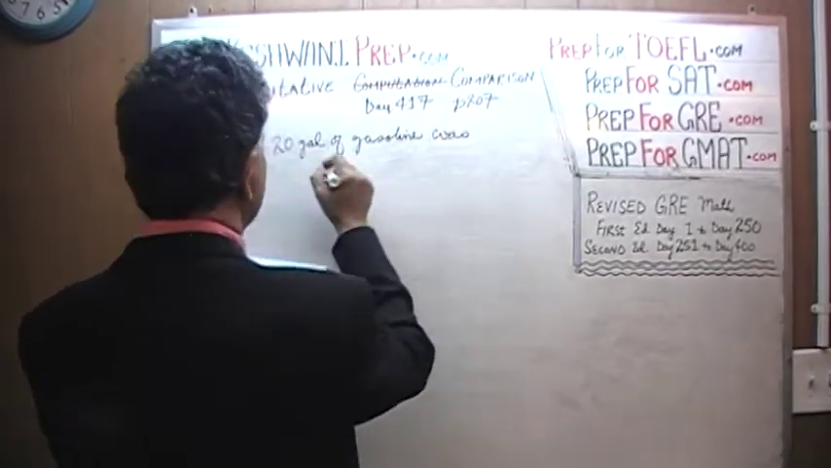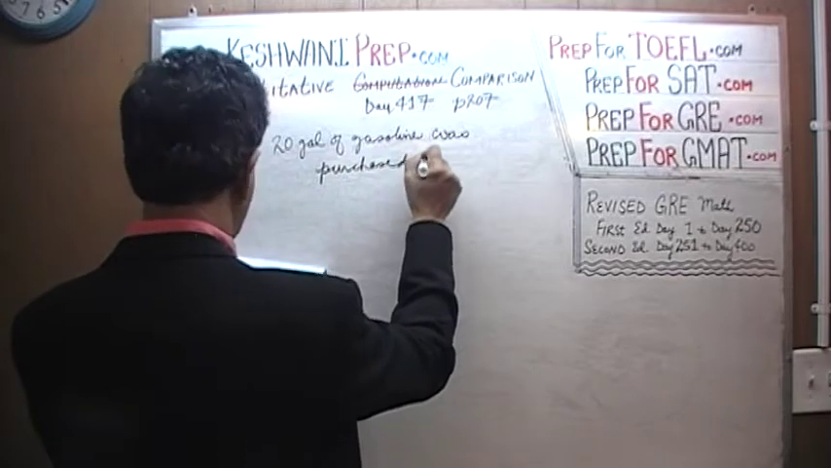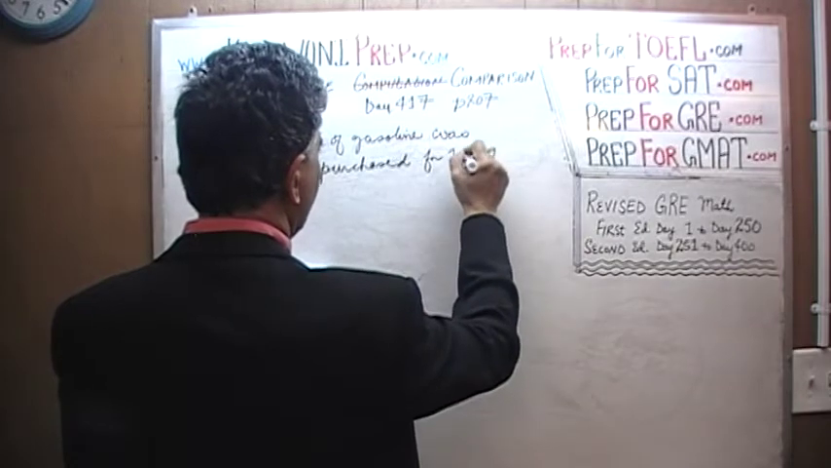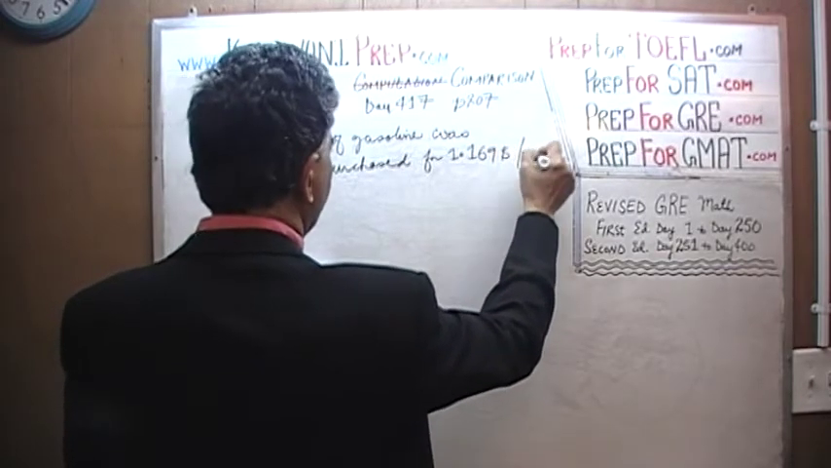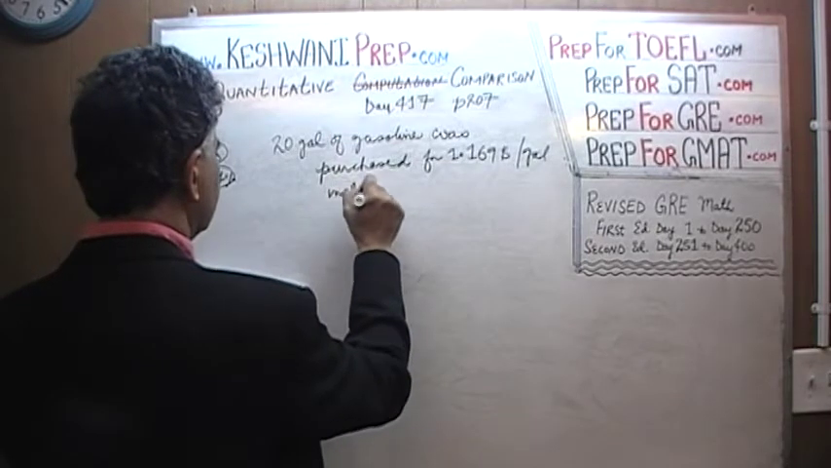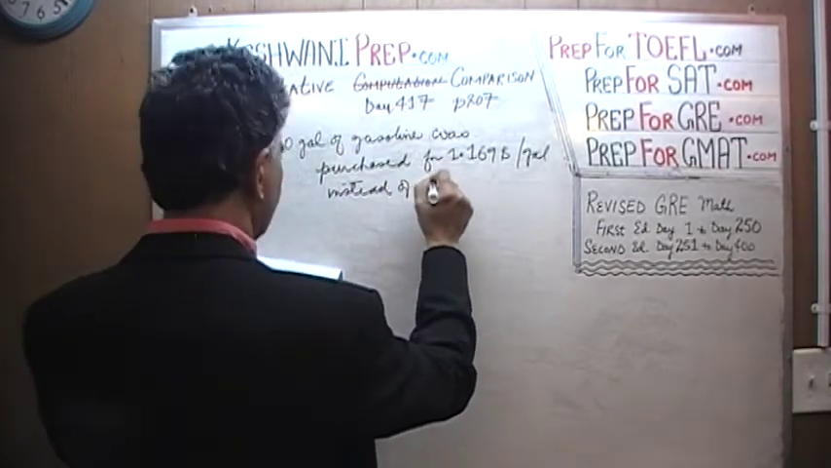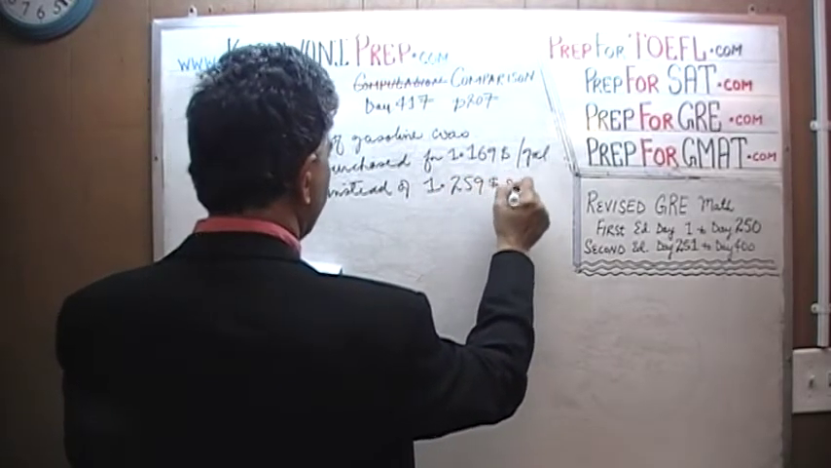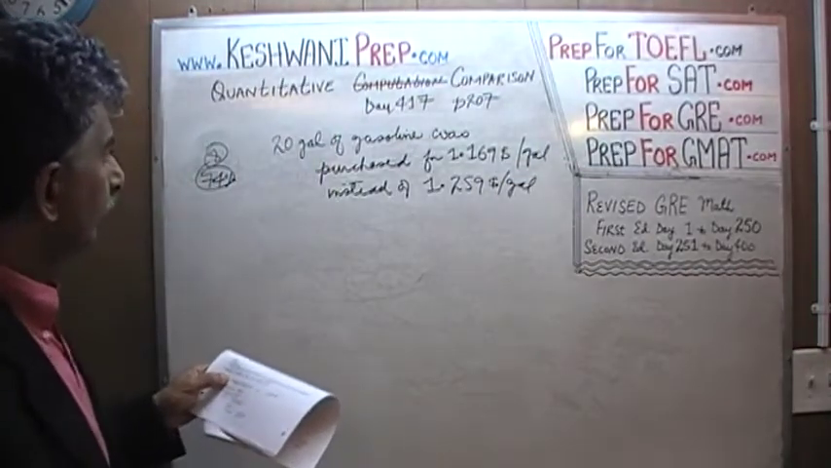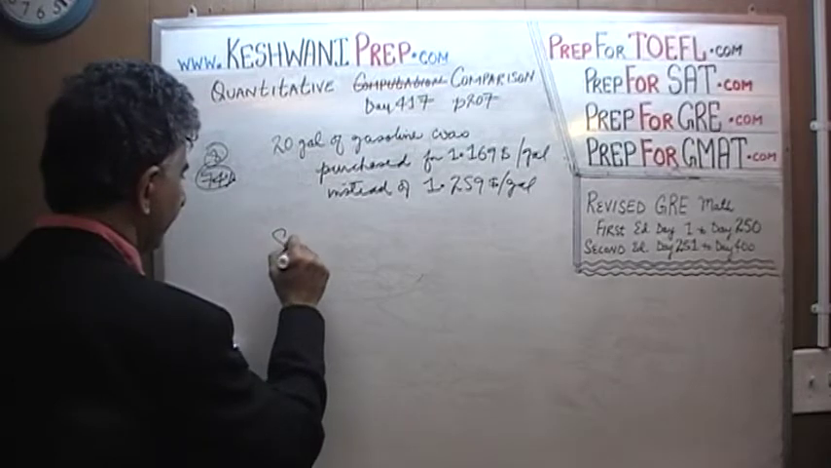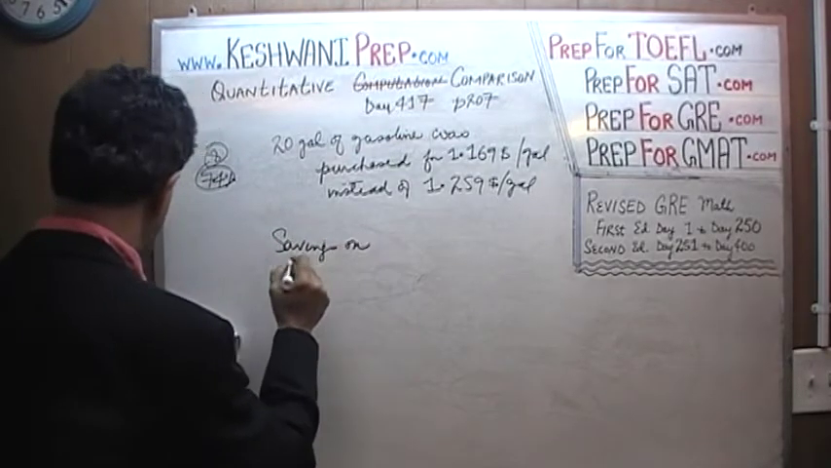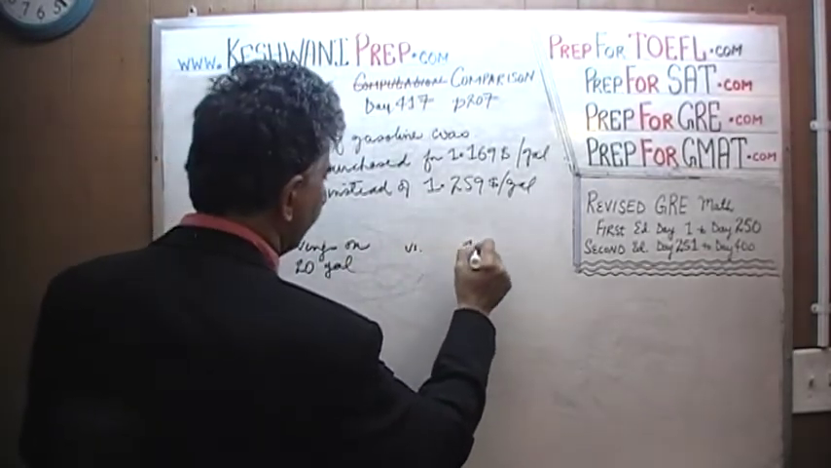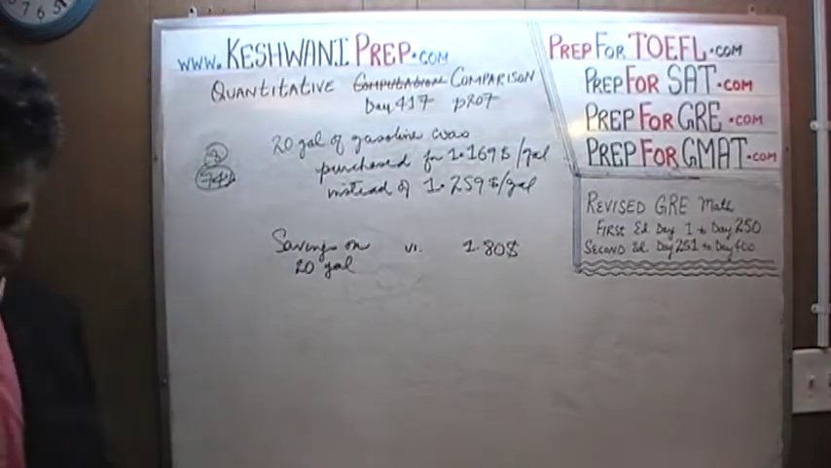20 gallons of gasoline was purchased for $1.169 per gallon instead of $1.259 per gallon. The question is, how much did we save? Savings on 20 gallons versus $1.80. Pause the video, do it yourself first.